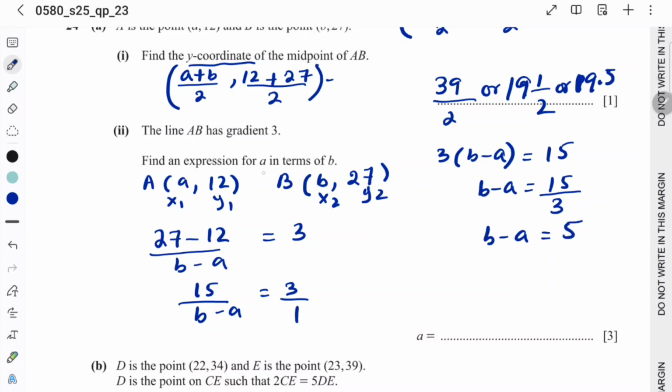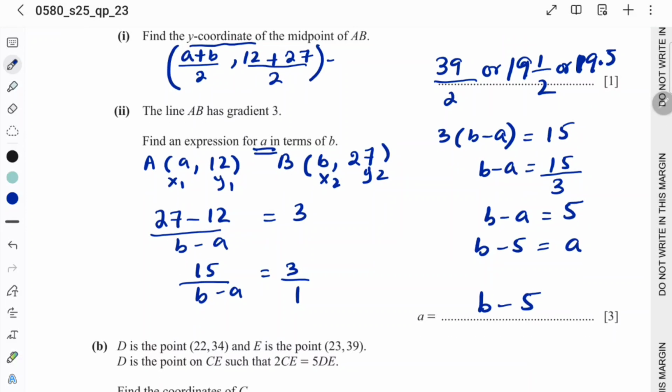They are asking you to find an expression for a. What is a? So b minus 5 is equal to a, or a is equal to b minus 5.